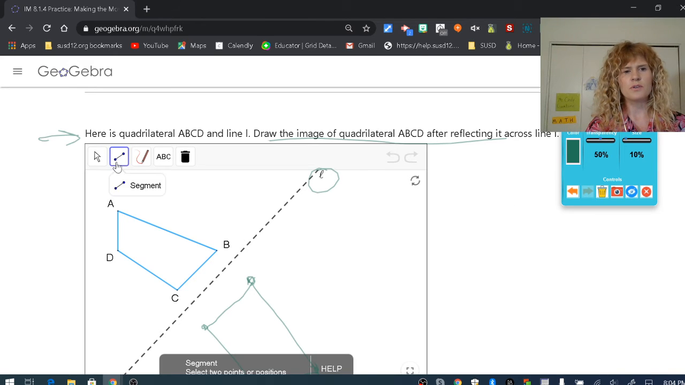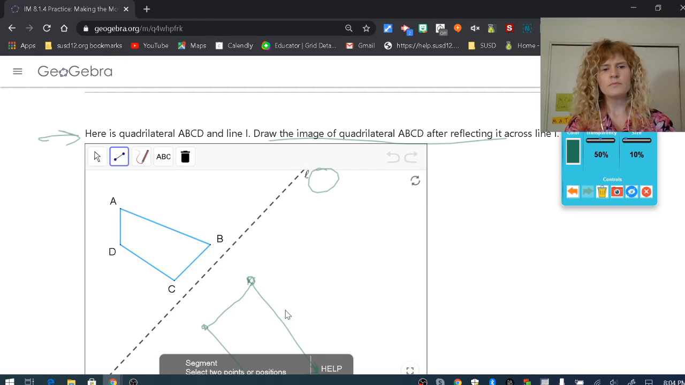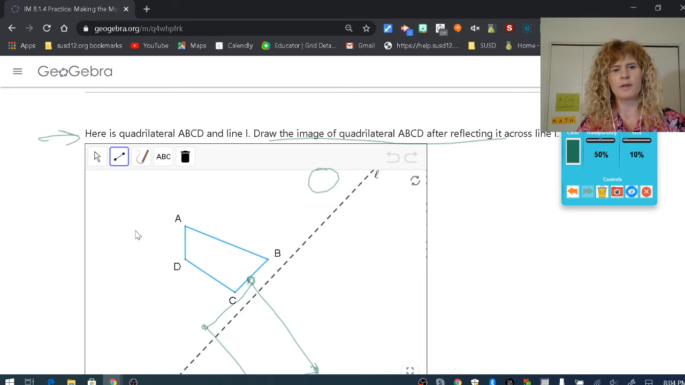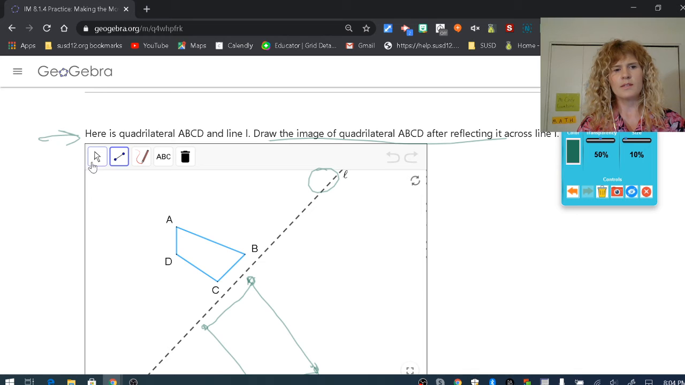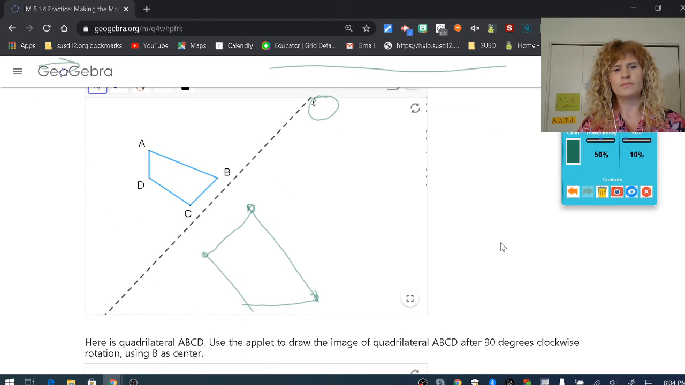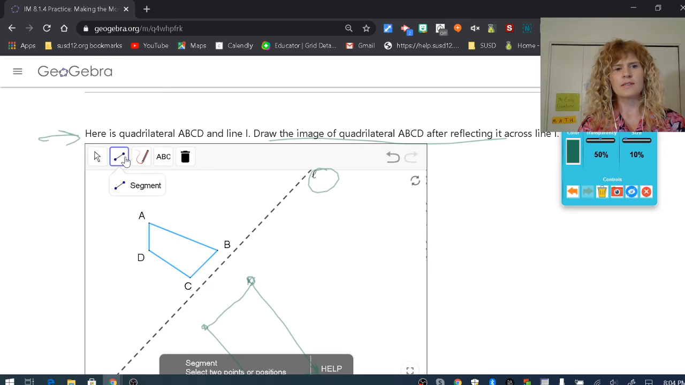You'll need to use Geogebra tools. Use the line segment tool. Then, put the points where you want them. Uh-oh, I've accidentally moved my graph. I need to use the move tool for a second. There we go. Okay, line segment tool.